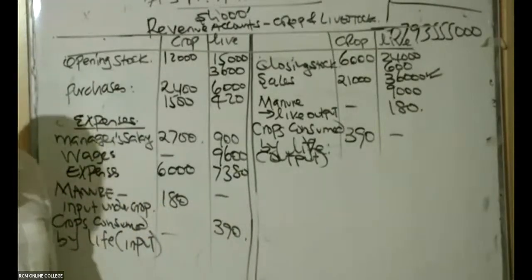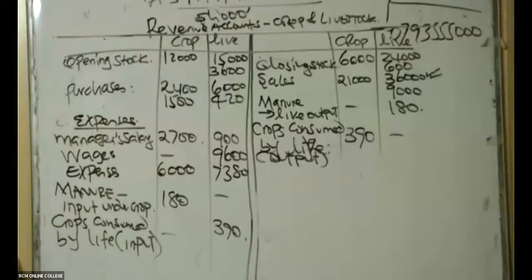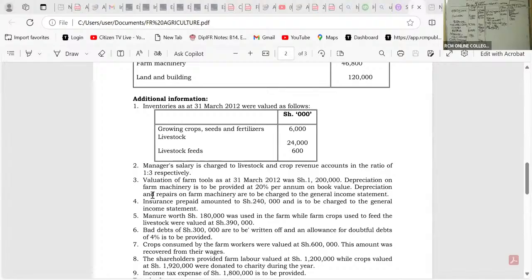All right. Then if you allow me, ladies and gentlemen, I don't want to cover the book. If you allow me, I will be able to continue with this question here. So this question here, they are telling us, crops consumed by farm workers. No, bad debts. Bad debts of 300 to be written off. Of course, bad debts can come to crop account, can come to livestock accounts. Look at note 7. Crops consumed by the farm workers were valued at 600. This amount was recovered from their wages.